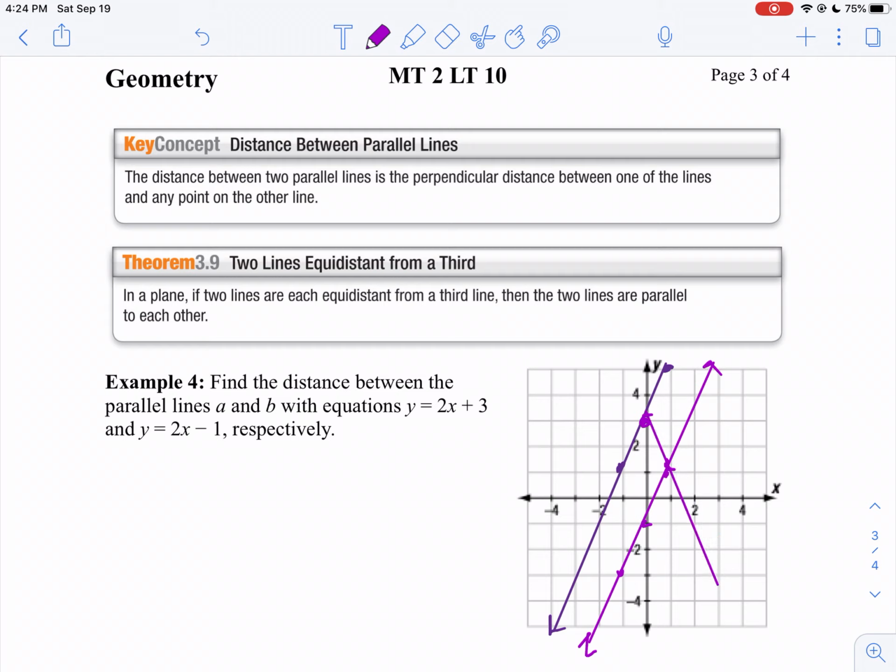I miscounted. There's my perpendicular line. Then it seems like it goes through the point (1, 1), doesn't it? So really, I'm going to find the distance between (0, 3) and (1, 1).